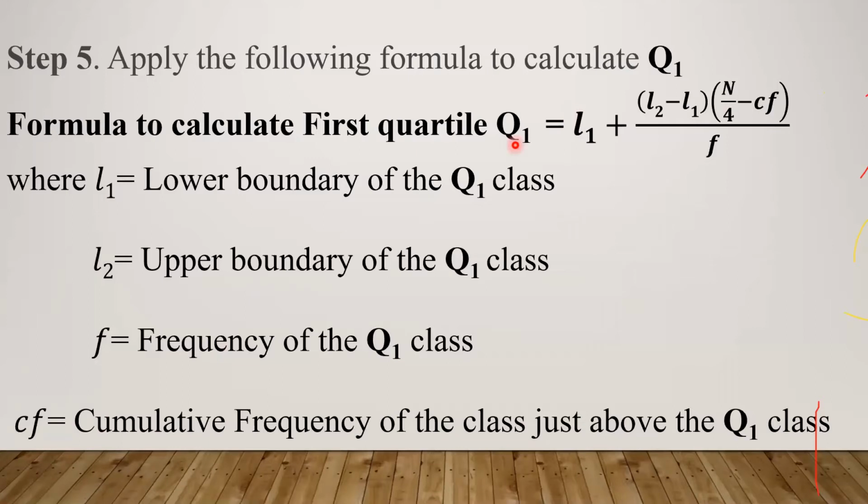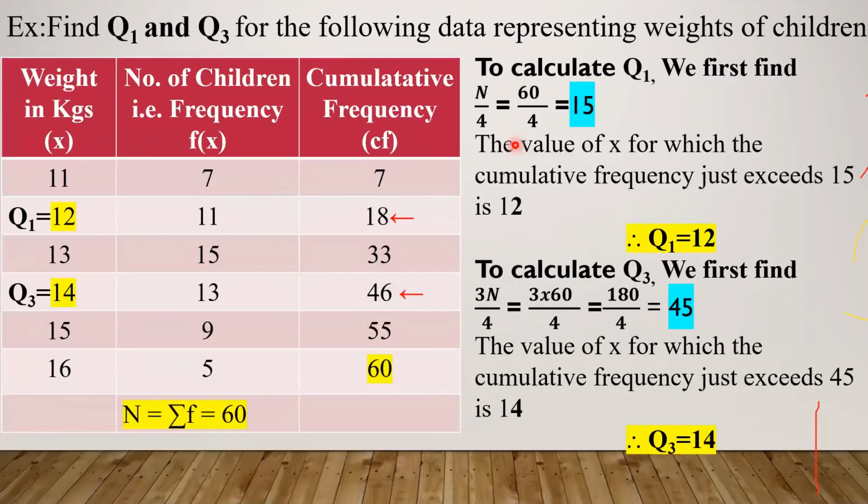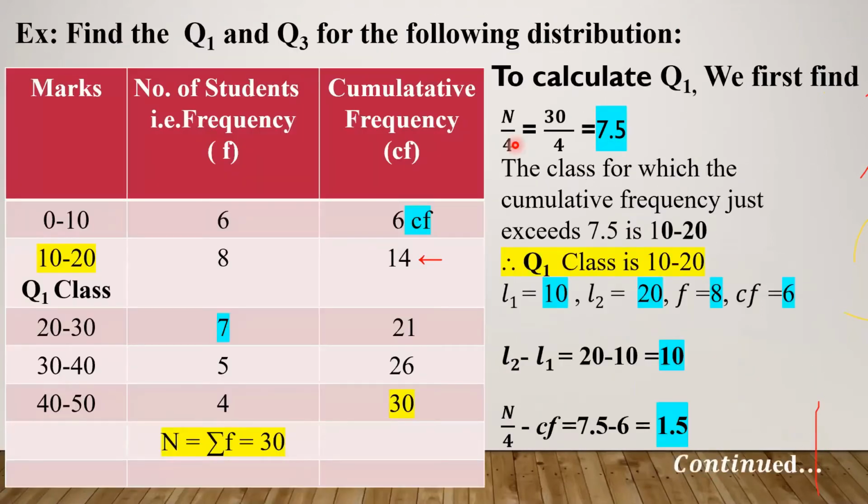Let me explain with the help of one example. See here. Find Q1 and Q3 for the following distribution. Look at the data given to me. This is my data. Here I have given the marks which are expressed as class intervals. What is my second column? It gives you the number of students. That means the frequency. Read the table.